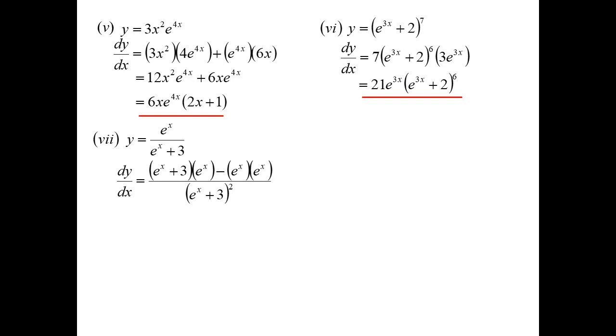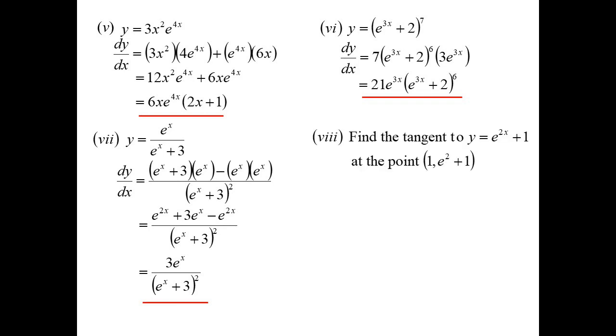But this is where we've got to be careful. It's so easy to make a silly mistake here and go e to the power of x times e to the power of x is e to the power of x squared, of course, is the silly mistake a lot of people make. Add the powers. So we have e to the 2x plus 3e to the x minus e to the 2x. Tie these up. Oh, actually that cancels those e to the 2x's. We've got 3e to the x over e to the x plus 3 all squared.